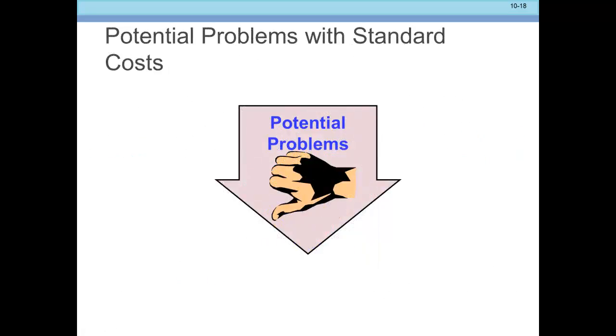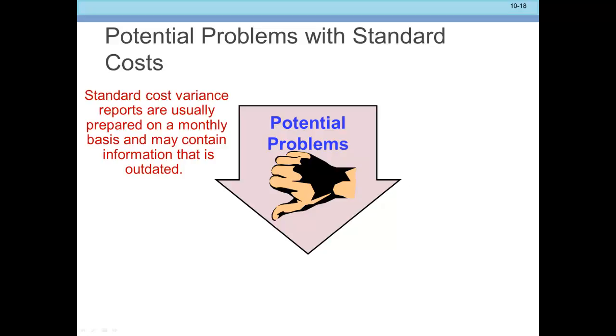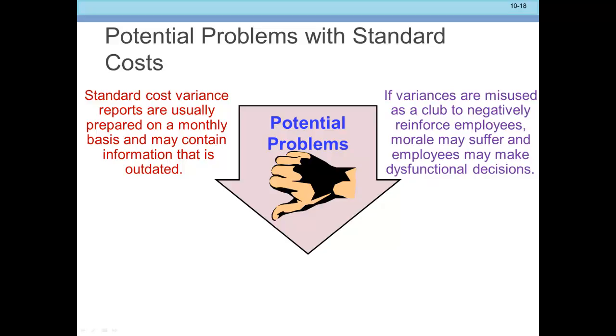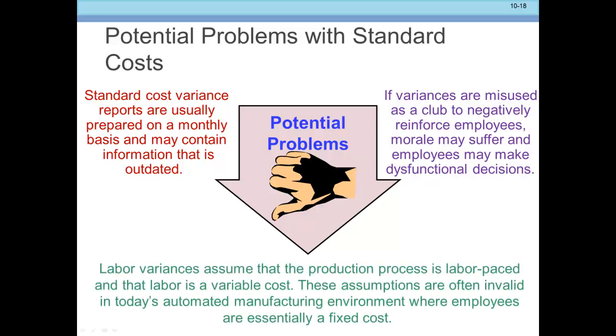Here are some things to watch out for. Standards are usually prepared monthly, so the information's already getting old when we get a chance to look at it. So it could be outdated in a rapidly changing environment. Standards shouldn't be used as negative reinforcement. That could cause morale to drop. And we also have to be careful when we treat labor as a variable cost. In a lot of companies, labor is more fixed than variable, since companies are reluctant to lay employees off or to cut back hours.